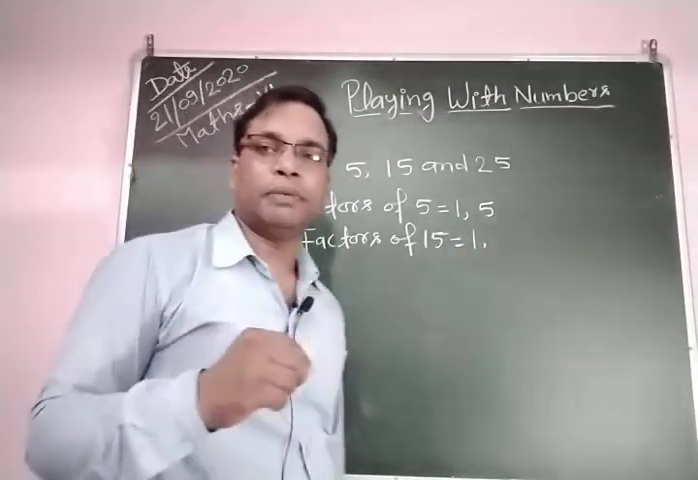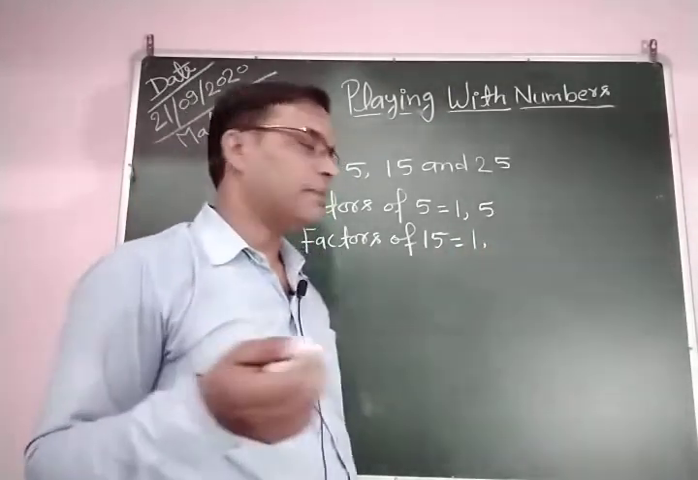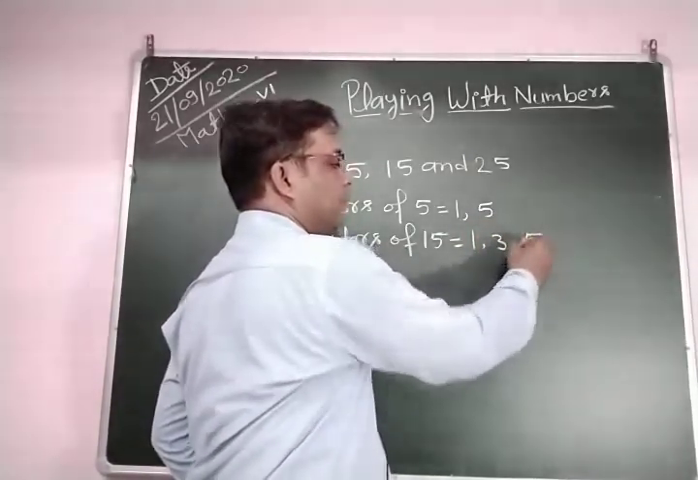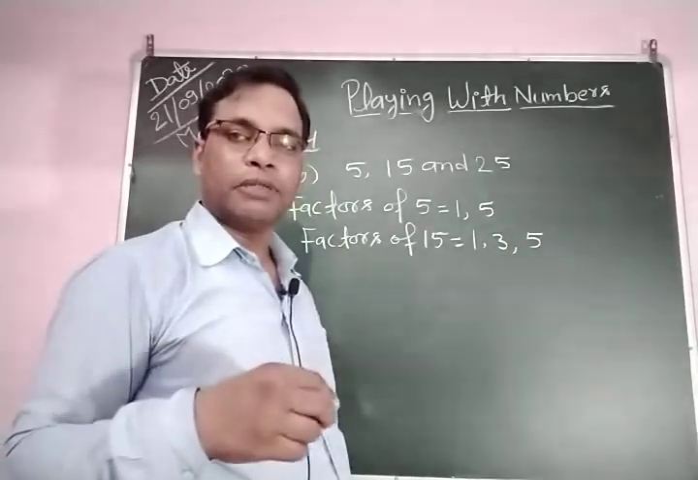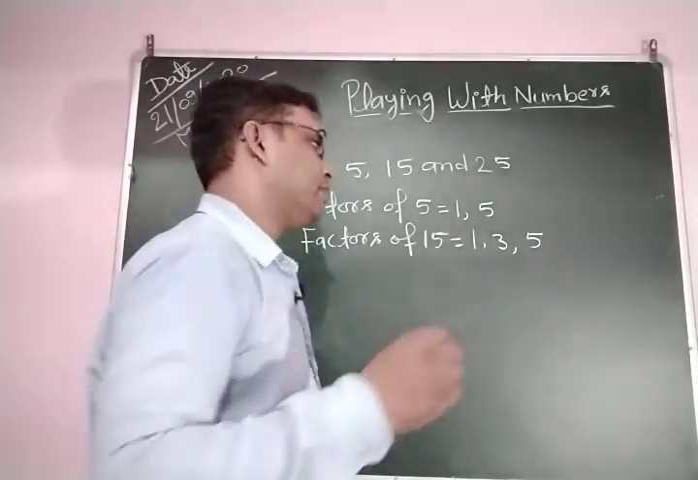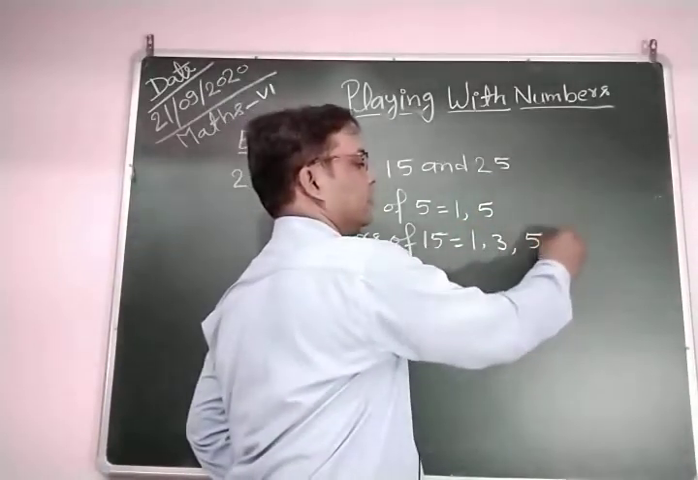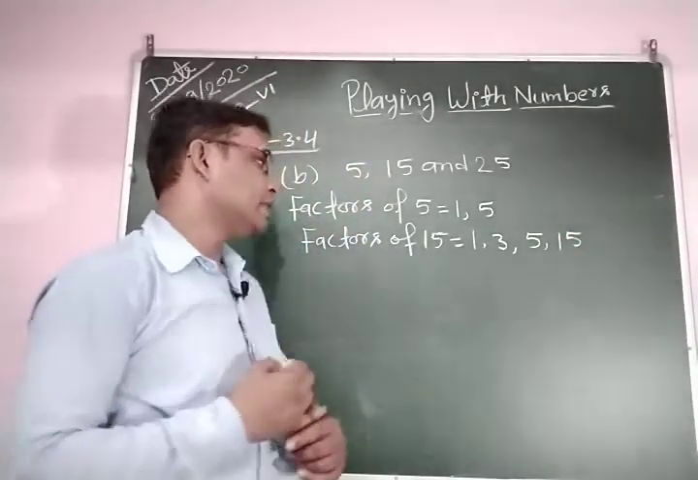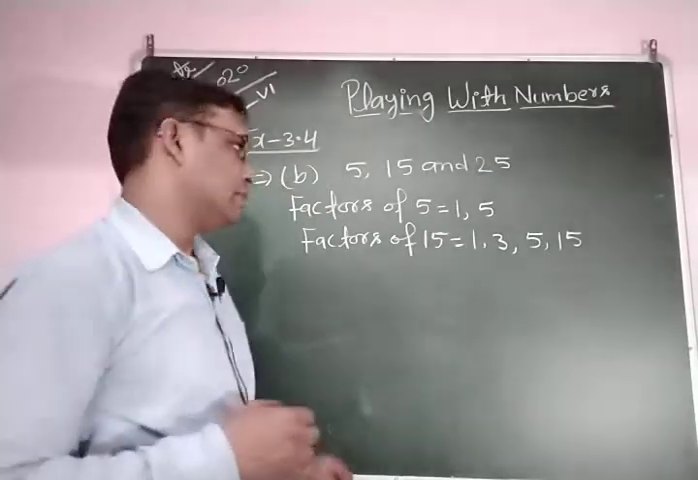1 divides 15, so 1 is a factor of 15. 3 times 5 is 15, so 3 is a factor of 15. 5 also divides 15, so 5 is a factor, and 15 itself divides 15. So you can see the factors of 15 are 1, 3, 5 and 15.